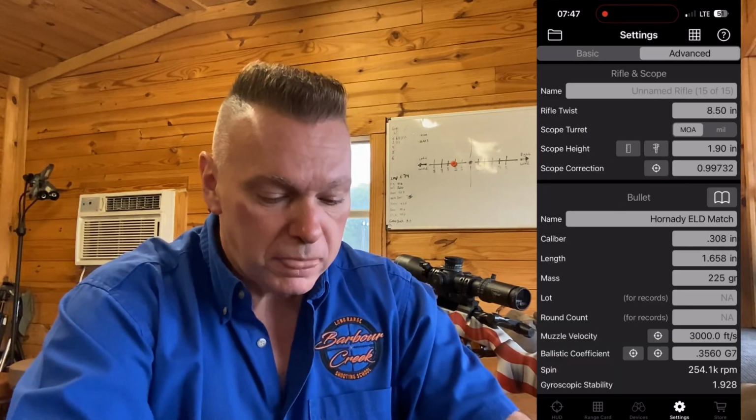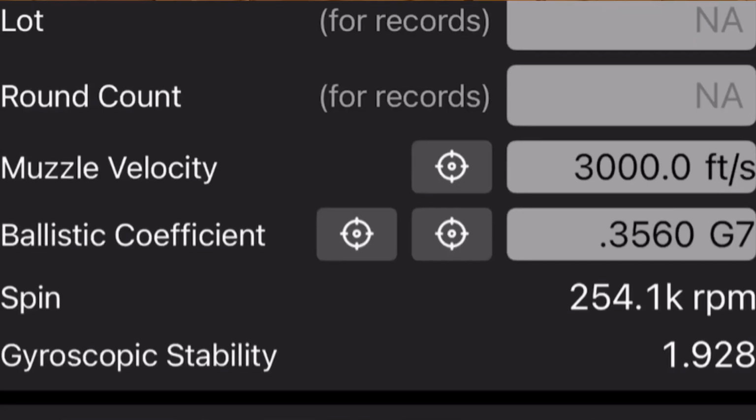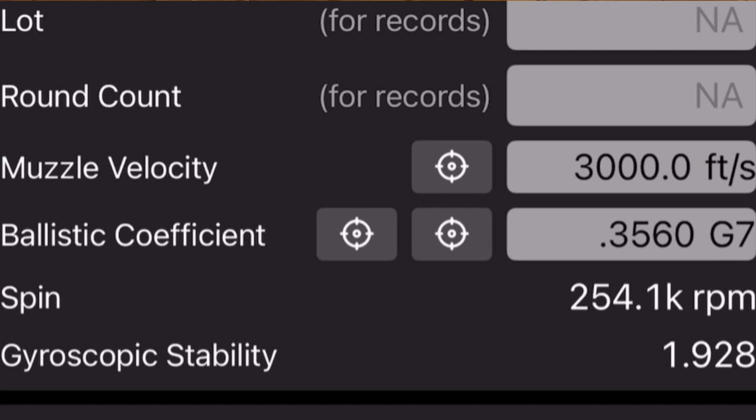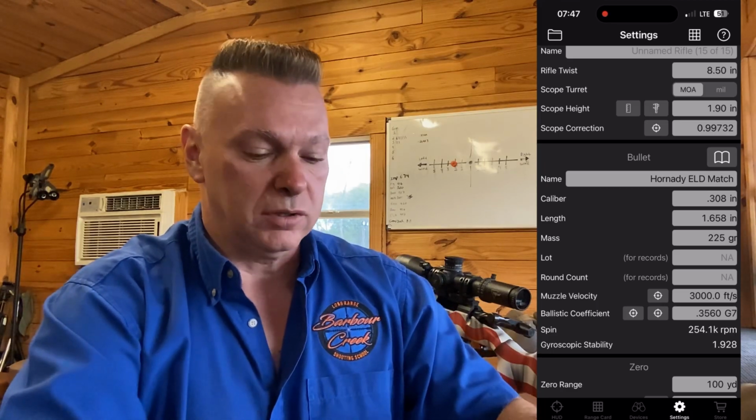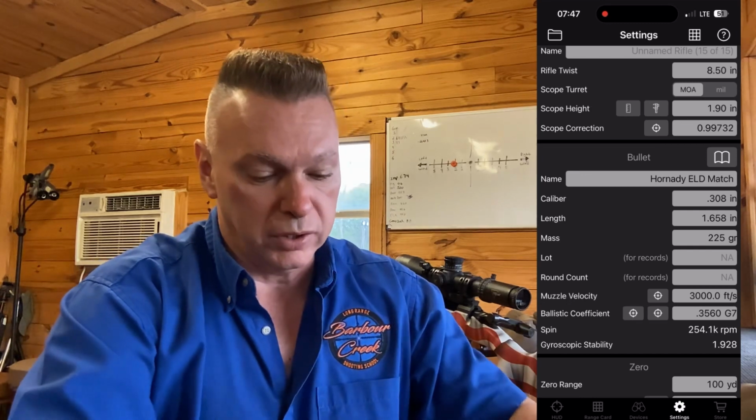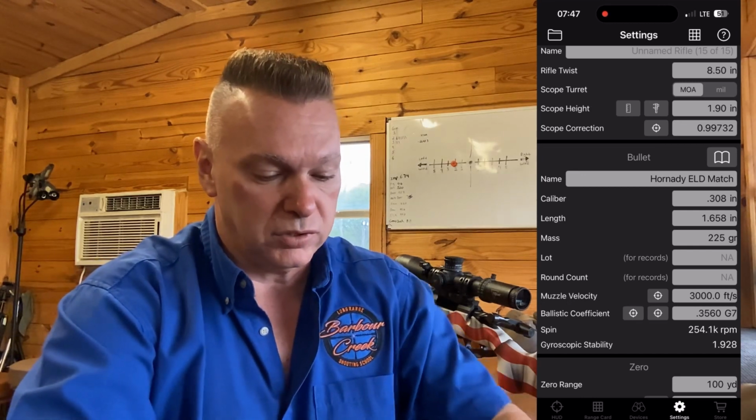Let's do an 8.5 twist, which is a good twist rate for a 300 PRC. That 8.5 twist gives me a really good stability factor of 1.9 at sea level, and I got 254,000 RPMs. What's great about the Eagle Ballistics app is you can literally sit there and build your gun before you even build it. Put in all your parameters, all your information. Even if I drop this down to 2860 velocity, I still got a 1.8 stability at sea level.